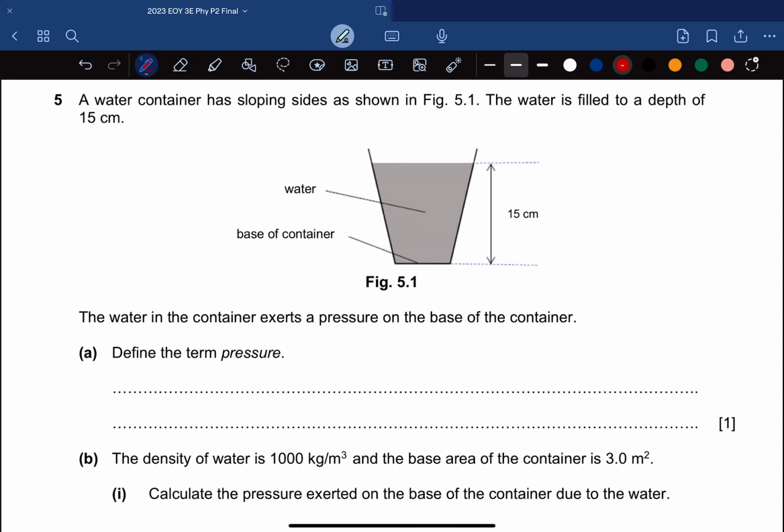This is a very standard definition question. So pressure is defined as the force acting per unit area.